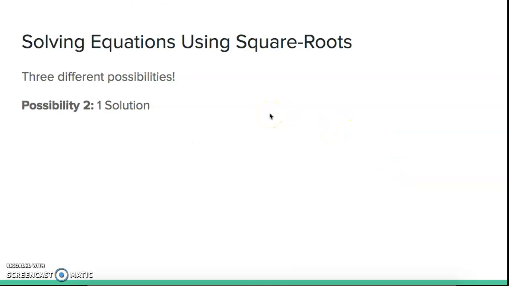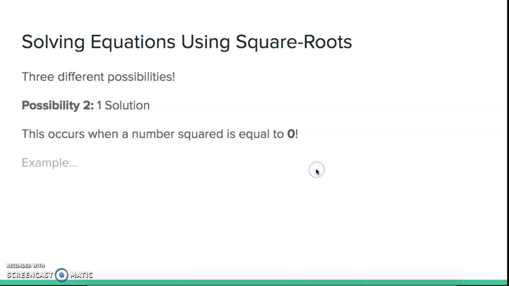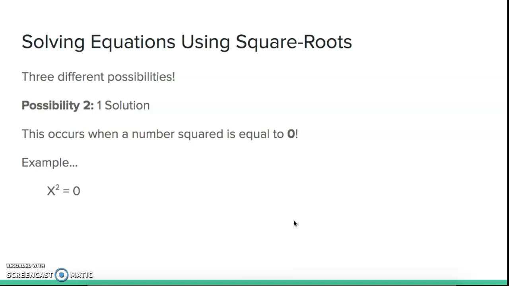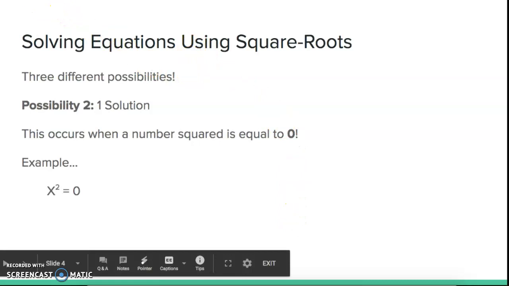The second possible solution that we might get is an equation that has one solution. And this occurs when you get a number squared equal to 0. In our example, there's really only one here: x squared equals 0. And the reason that there's only one answer is because there's only one number times itself that equals 0, and that would be 0 times 0.